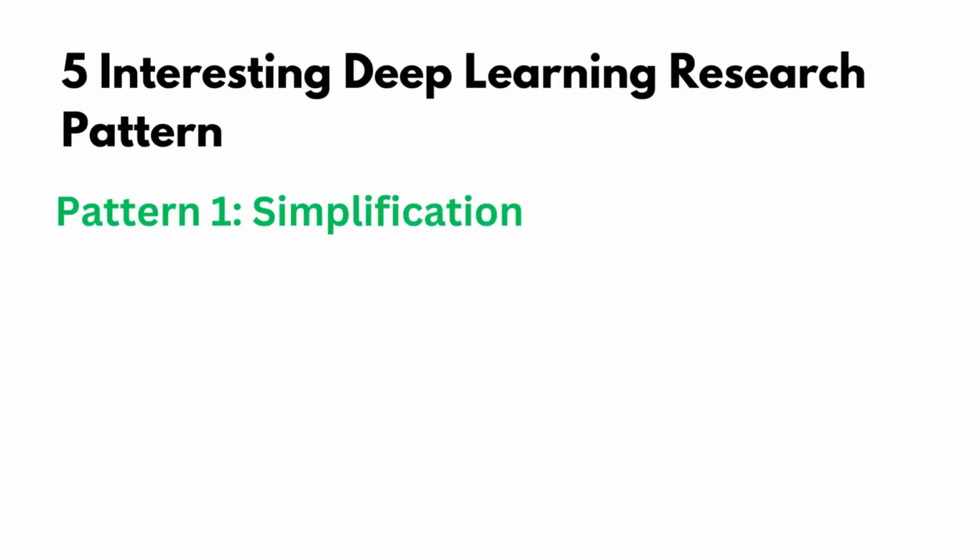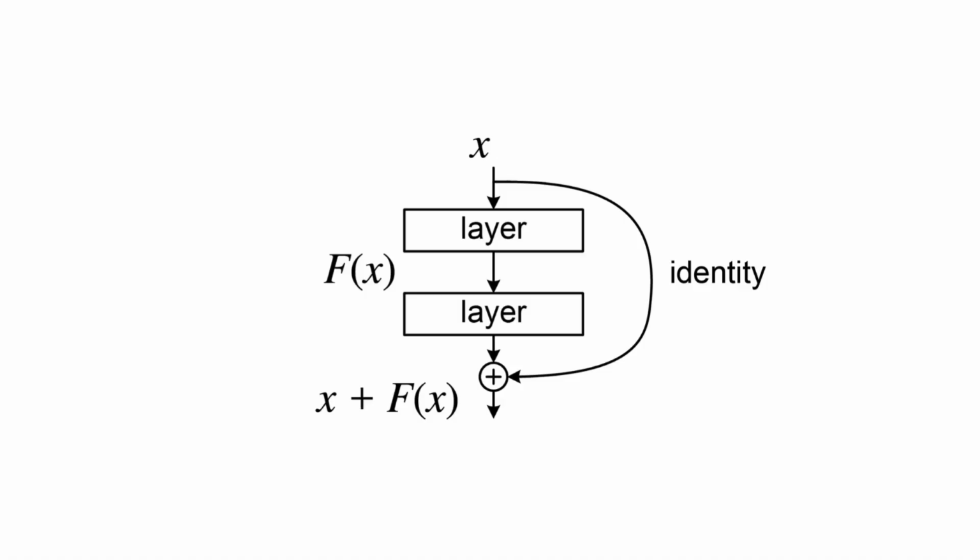The first pattern is the simplification. The simplification pattern usually comes around just after something groundbreaking was built out, but that has a lot of craft around it. Sometimes a lot of things that were built could just be reconfigured in a simpler way to get even better results. A very good example of the simplification pattern is ResNet.